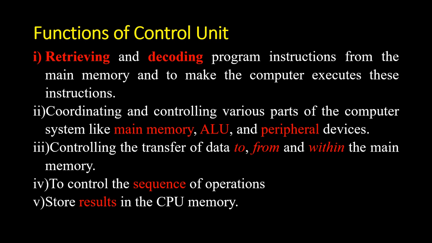Then to store results in the CPU memory. So when data has been processed, there are intermediate results that are produced. It is the control unit to direct that result where it should be stored within the CPU.